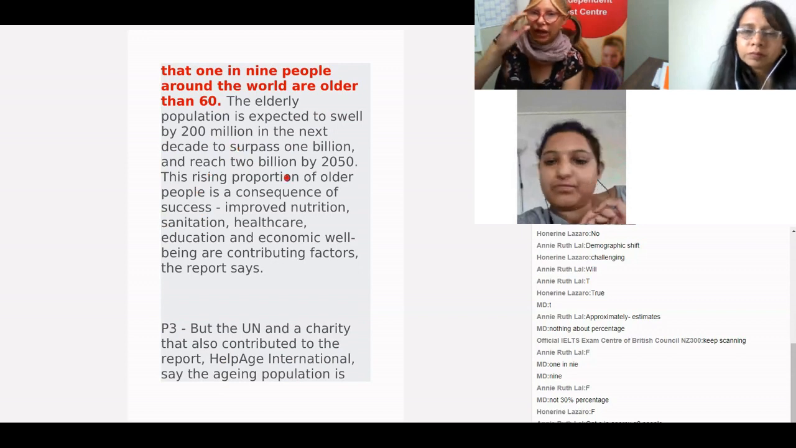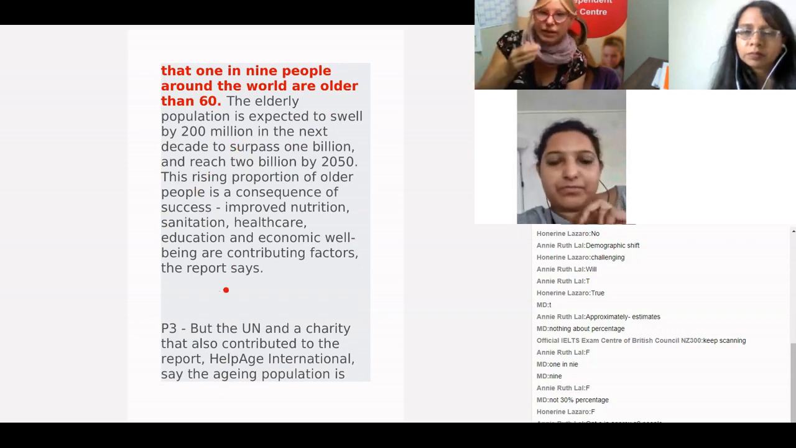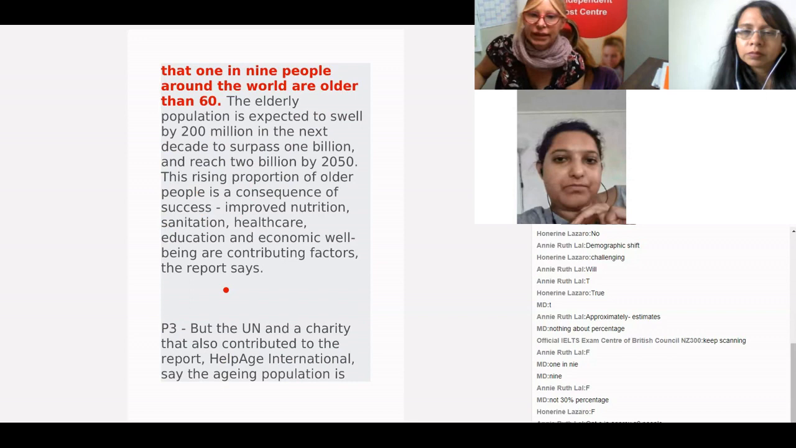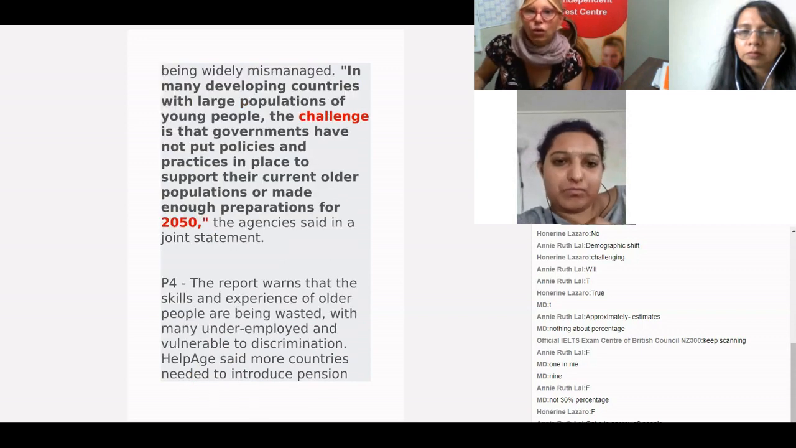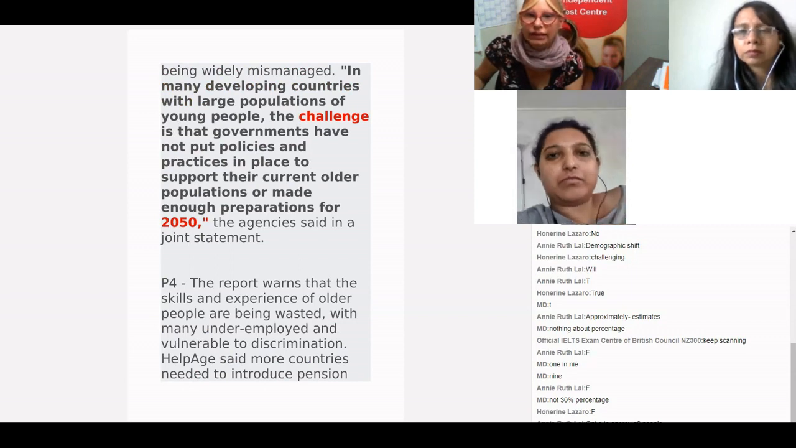Okay, so we're just reading through paragraph 2. Can we see anything there in paragraph 2 about developing or developed countries? No. Okay, so keep reading paragraph 3. Anything there? No. Okay, keep reading. Oh, okay. Whoa, we've found something maybe. Do you think it's something here?